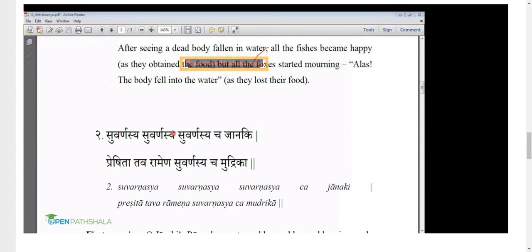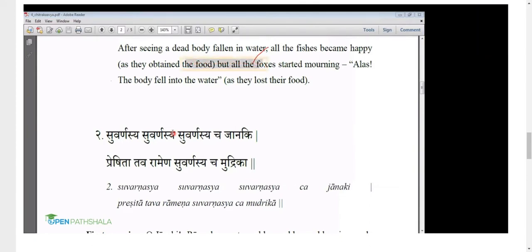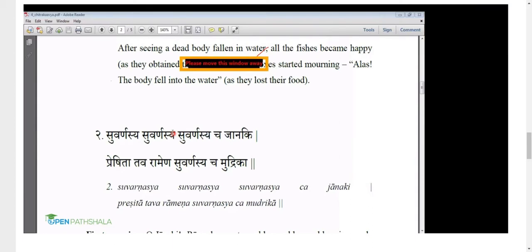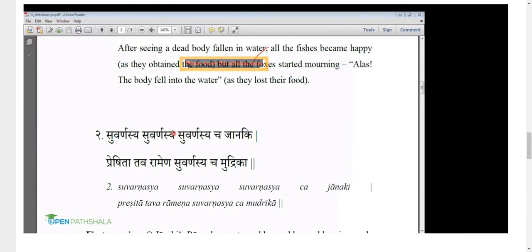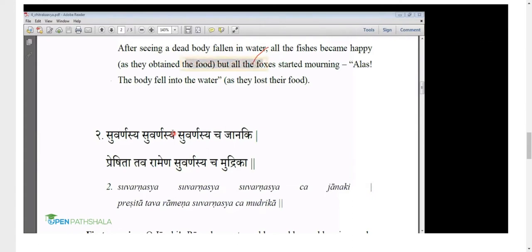Ramena. Janaki is the sambodhanam, vocative. So, O Janaki, he Janaki. Ramena tava suvarnasya suvarnasya suvarnasya suvarnasya cha mudrika preshita. This is the construct, this is the anvaya. So on the surface it means, of gold and of gold, Ram, four times. Yes, and of gold, one more in the next sentence. And then by Ram has been sent to you a ring, which is like four times of gold.